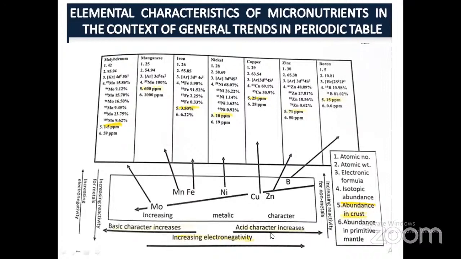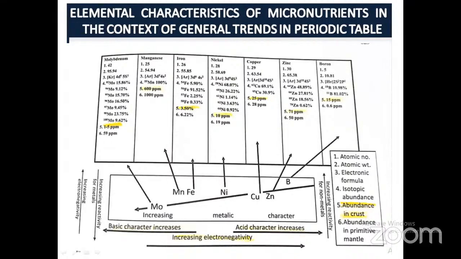This is one thing. Another is acid character increases from molybdenum to boron. So boron is behaving more acidic and molybdenum is behaving basic in nature. So what does this acid character mean? You see, acid character is the ability or tendency to lose a proton. So boron is having tendency to lose the proton easily, and molybdenum is having less tendency to lose the proton. So towards boron, this acidic character increases.